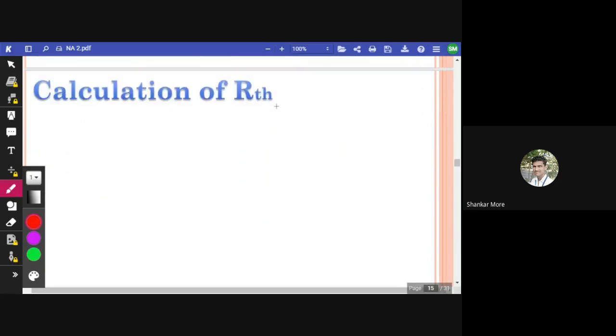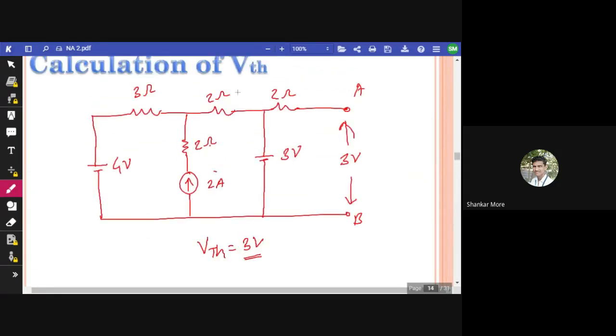Now next step we have is calculation of RTH. See guys, I hope you are understanding why we are calculating VTH and RTH. Okay, so we have this much complex circuit. This is a complex circuit, isn't it? And we have to replace this with only two elements, that is VTH and RTH. So for that we are calculating VTH first and then RTH.